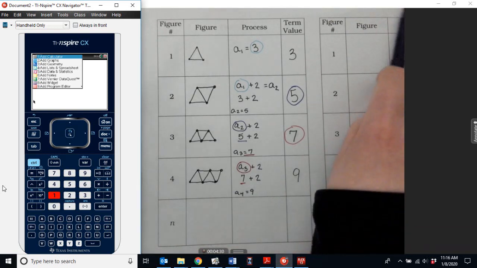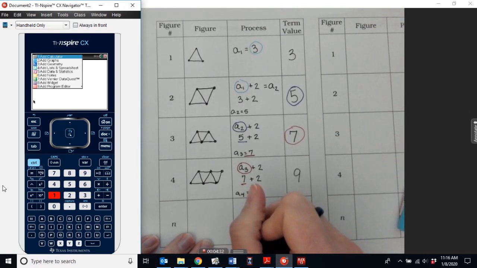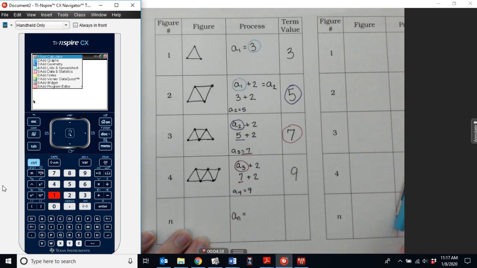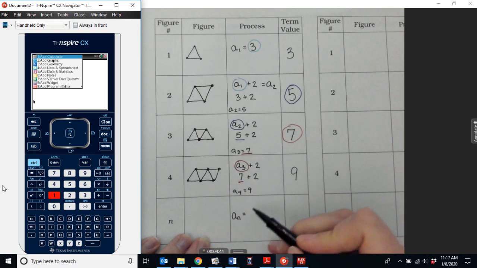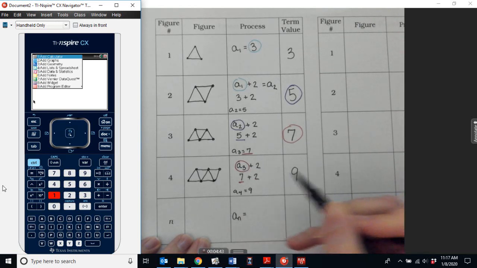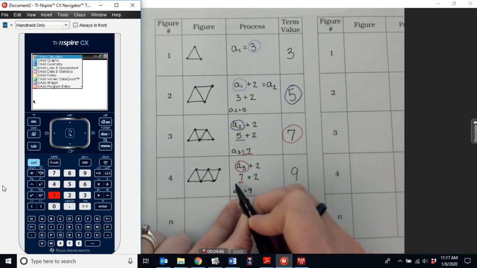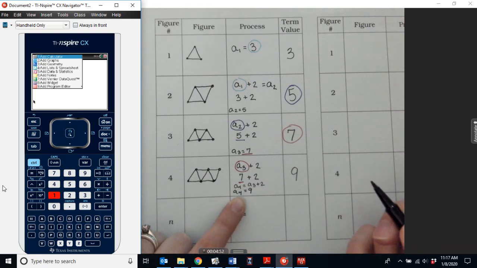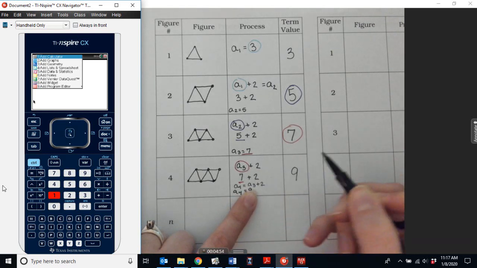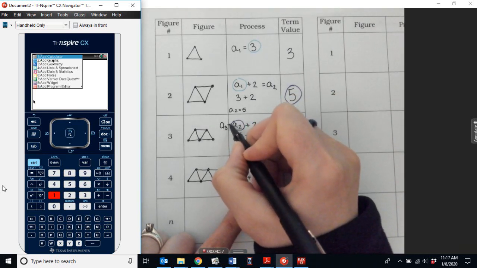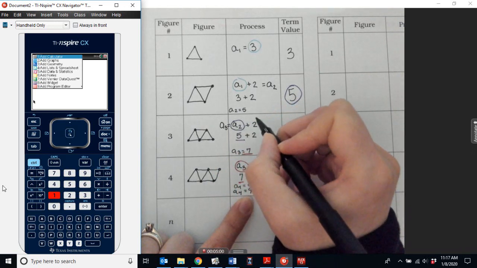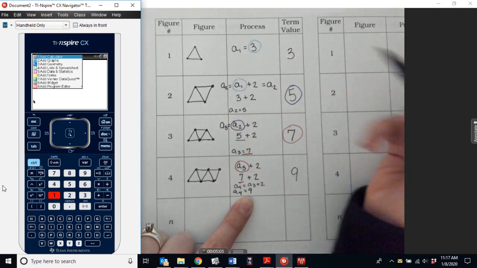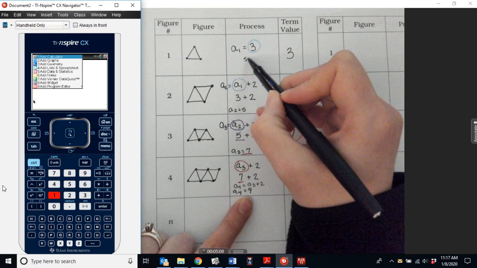What I want to do is say, what is the process for any number? Any number is A of n. For any number, I take the number before it. So if I look here at A of 4, A of 4 is really A of 3 plus 2, right? That's what we figured out right here. And A of 3 was really A of 2 plus 2. And A of 2 is really A of 1 plus 2. And then we have to start somewhere. So this is where we started.